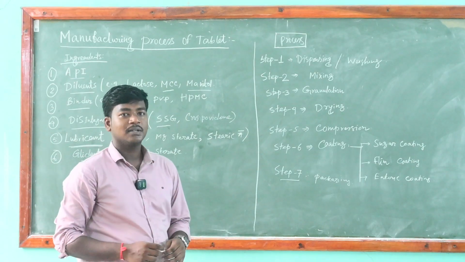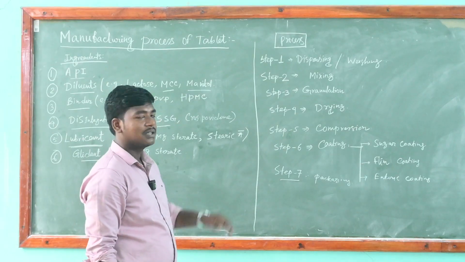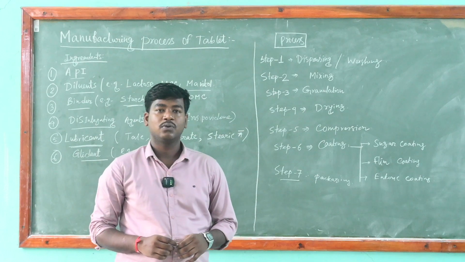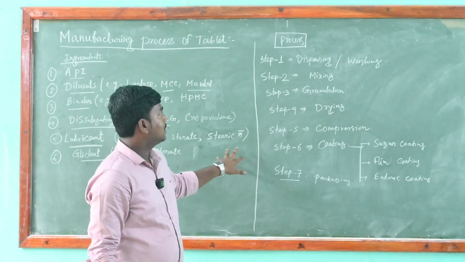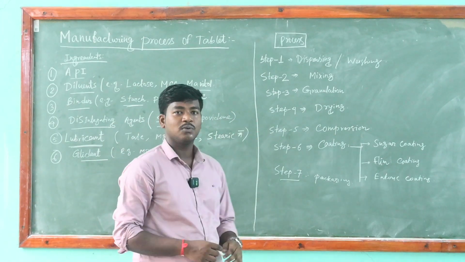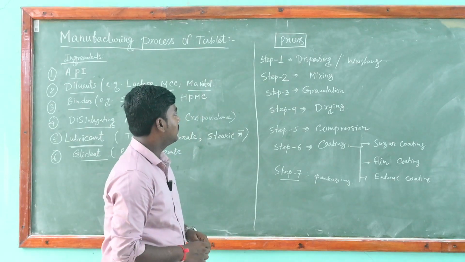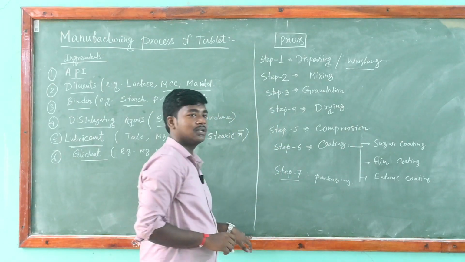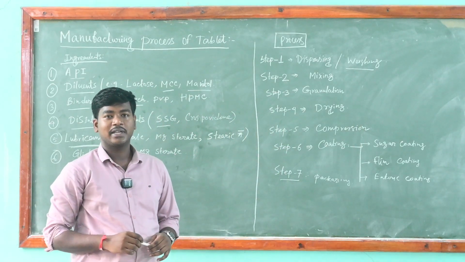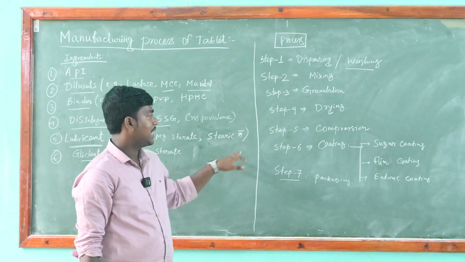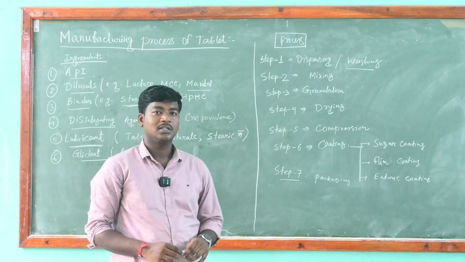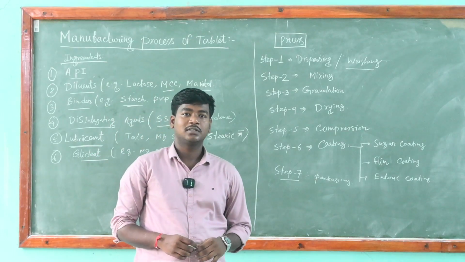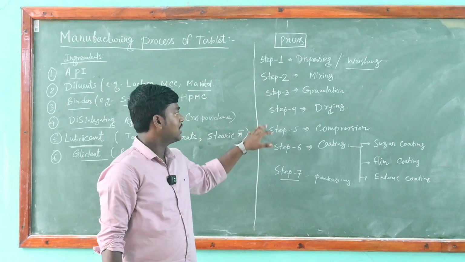So now we discuss the main topic, that is how we can prepare a tablet. Before going to prepare a tablet, at first we have to collect the following materials which are used for preparing the tablet. In the first step we have to do dispensing by weighing of the material. If we want to prepare a paracetamol 650 mg tablet, then the main API, that means paracetamol, is needed 650 mg, and the other excipients like binder, diluent, glidant are required in the required amount.